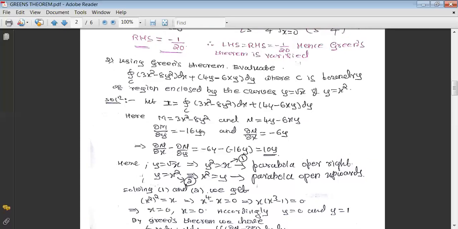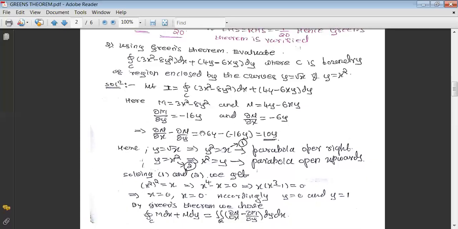Now the RHS of Green's theorem requires the difference of the partial derivative of N with respect to x and the partial derivative of M with respect to y. Therefore, the partial derivative of N with respect to x is −6y, minus the partial derivative of M with respect to y, which is −16y. Therefore, the simplification gives 10y.